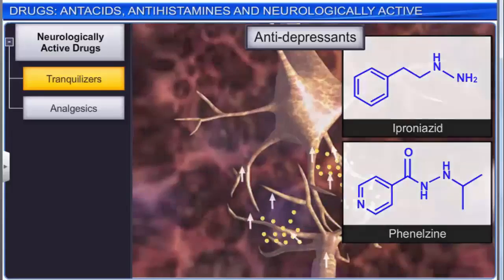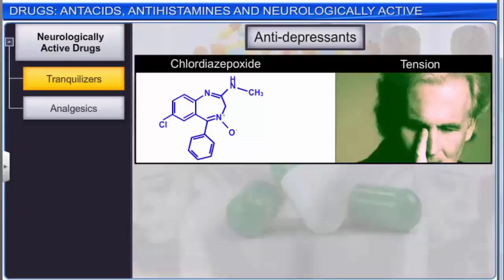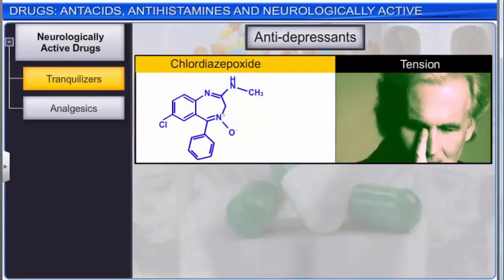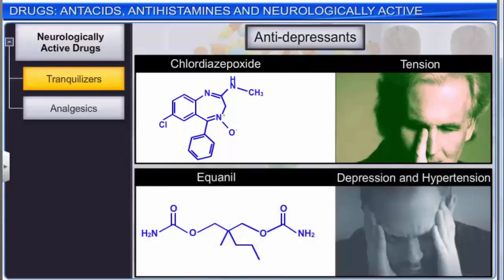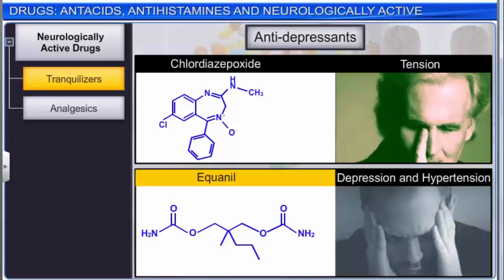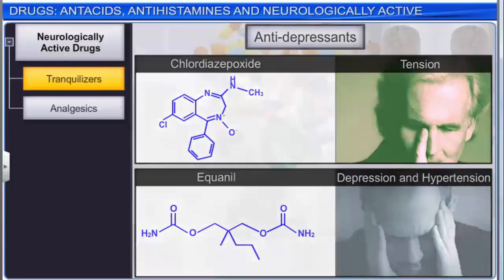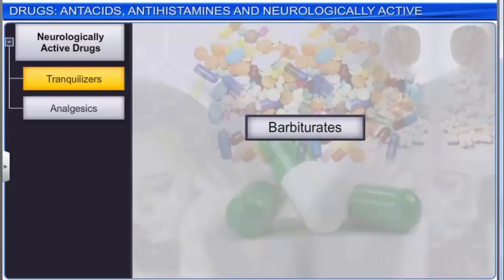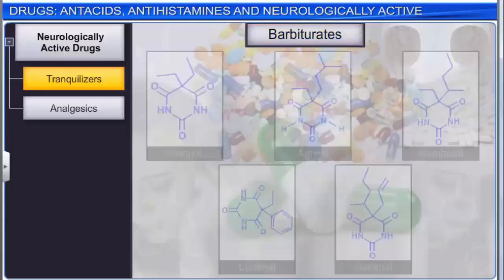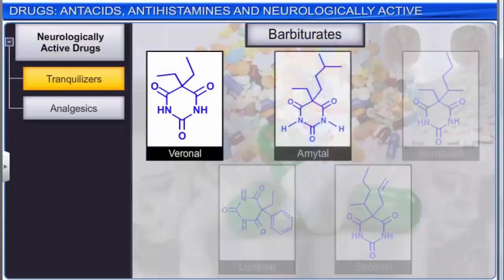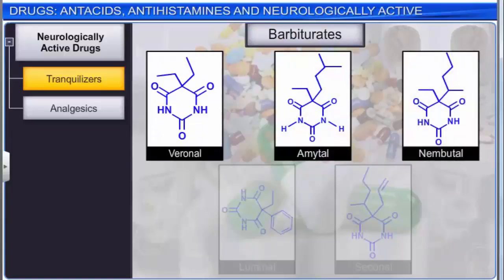The relatively mild tranquilizer, namely chlordiazepoxide, helps relieve tension. Another tranquilizer, Equanil, is used to control depression and hypertension. Another important class of tranquilizers is barbiturates. It includes the derivatives of barbituric acid such as veronal, Amatil, Nembutal, Luminal, and Seconal.